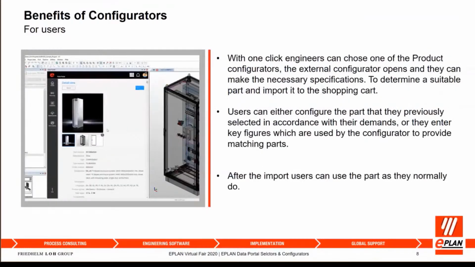And then we move over to configurators. Again, with one click, the engineers can choose one of the product's configurators. They can open it and make the necessary specification changes, and then they can determine if they would like to use that part and import it into their shopping cart. They can either configure the part they previously selected, or they can enter key figures, which are used by the configurator to provide matching parts. And then after this, the user can use this part as they normally do. They can download it and import it into their projects and utilize this newly configured component.